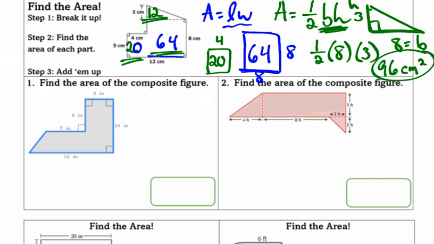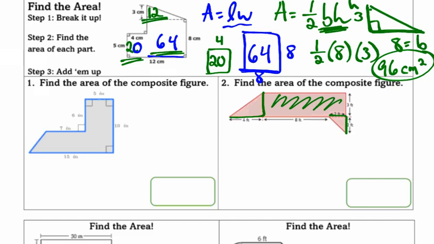Again, you're just going to try to split these shapes up into simpler shapes, find the area of those individual shapes, and then add them together. This one's already kind of split up for you. You have a triangle here, you have a triangle there, and then you have a rectangle here. Find the area of each of those and add them together.